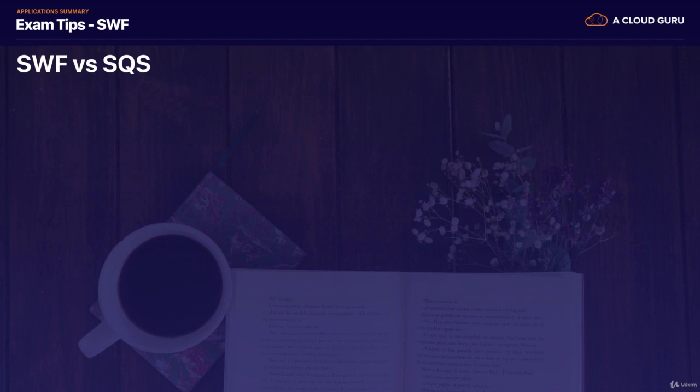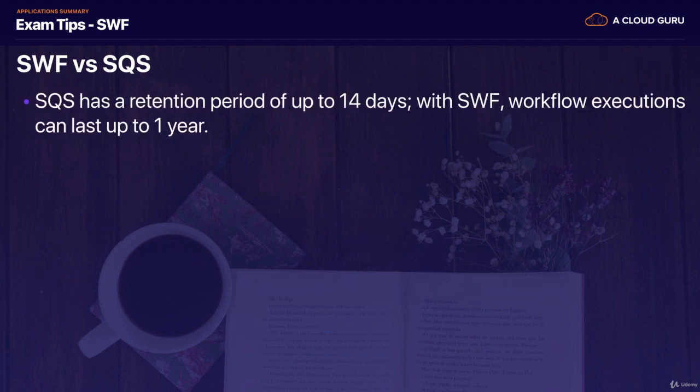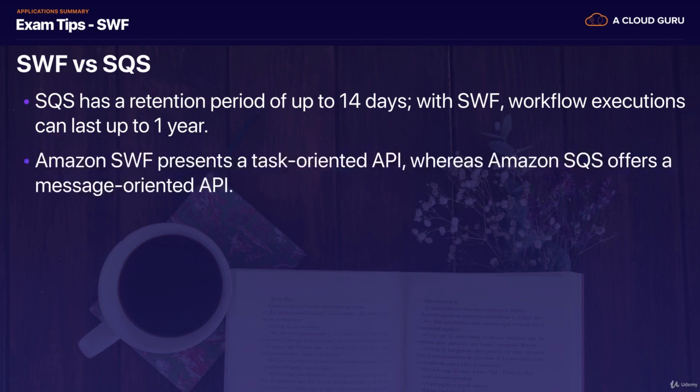Moving on to SWF, I appreciate we just sort of glossed over it a little bit. Really, you just need to understand SWF versus SQS because you're going to get scenario-based questions and you really want to pick the right one. SQS has a retention period of 14 days. With SWF, Simple Workflow Service, workflow executions can last up to 1 year. SWF presents a task-oriented API, whereas SQS offers a message-oriented API.